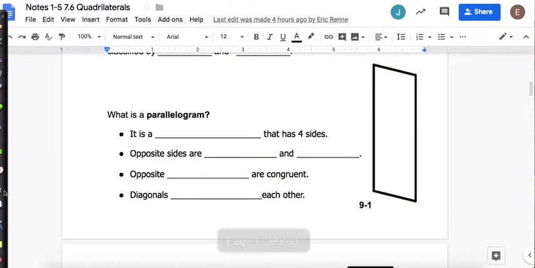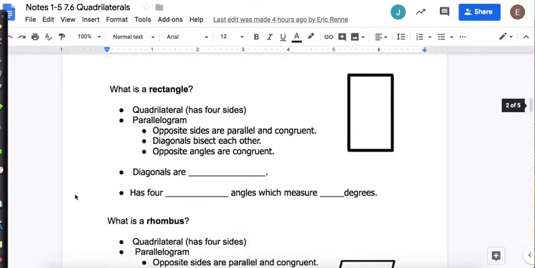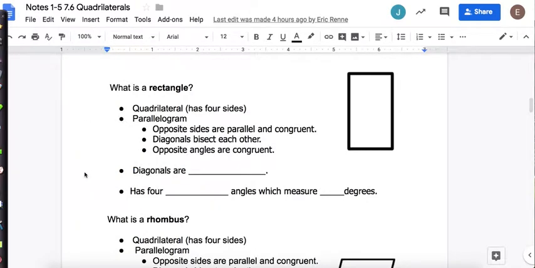Okay, let's turn to page 2. What is a rectangle? So it's a quadrilateral because it has 4 sides. And it's also a parallelogram because opposite sides are parallel and congruent. So let's draw those in. So we're going to say parallel. So that side is parallel to this side, and this side is parallel to this side. And this side is congruent to this side, so I'm going to use double hash marks or hatch marks, and I'm going to use a single hatch mark here to show that those two are congruent.